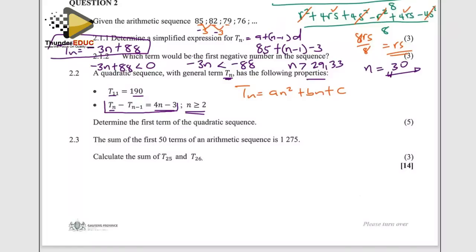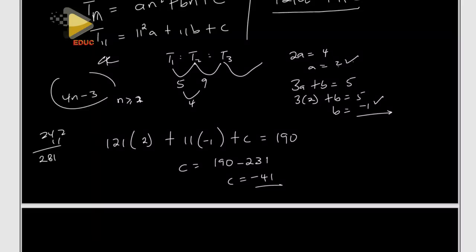The question is asking for the first term. So we know that the first term is given as a plus b plus c. So I'll get my a, which is a 2, my b, which is a negative 1, then my c, which is a negative 41. When I simplify that, what do we get?